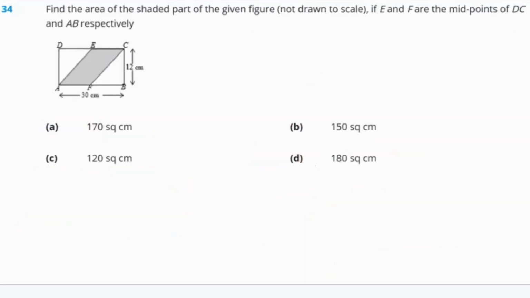Now question number 24. So it is saying to find the area of the shaded part of the given figure if E and R are the midpoint of the DC. Okay, we need to find the value of this. So as we all know, first we need to find the area of the whole square. So if we are talking about the area of this rectangle, that has to be 30 times 12, which is 360 centimeters square.